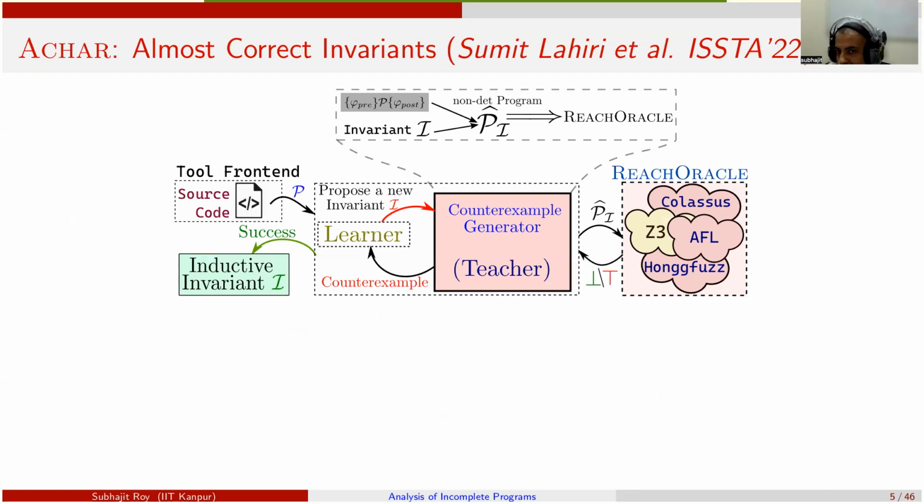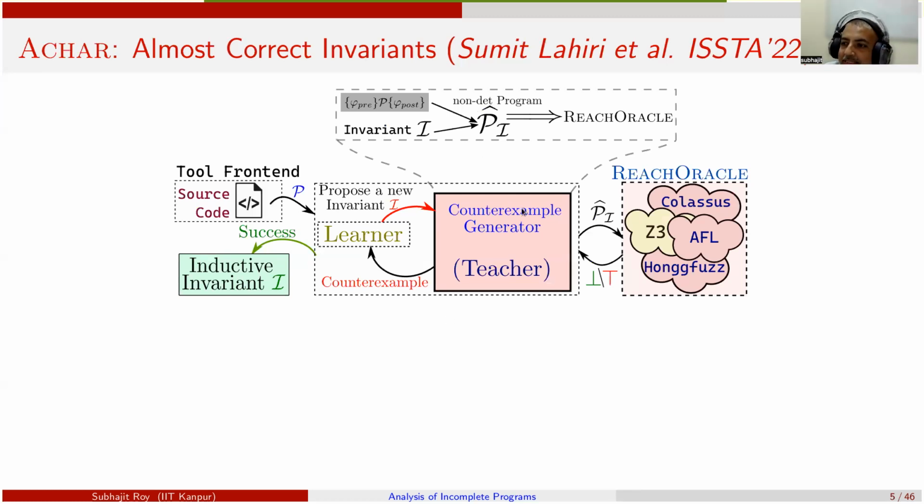So after this work, we started looking at whether we can do the same thing with other program analysis techniques. We picked up program inductive verification, for example. Here we took the question of finding invariants, but because we were using program testing techniques, we call them almost correct invariants. This was led by my student Sumit.